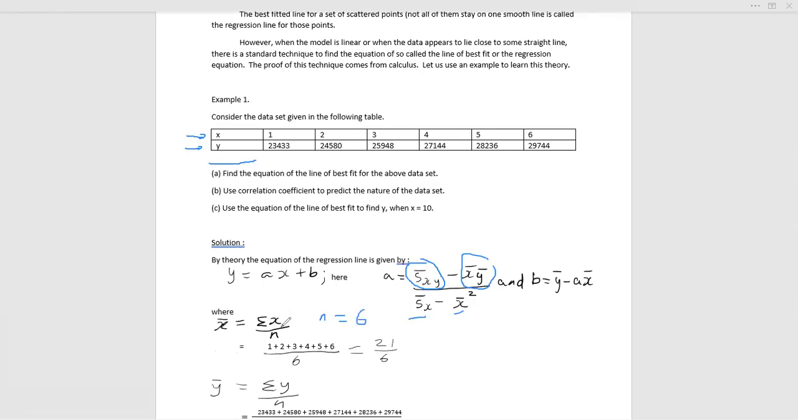Sigma x, I told you, is the sum of x coordinates. So we add all x coordinates and divide by 6, and we end up with this answer, 21 over 6. Similarly, we can find y bar. It's like here, that is sigma y, the sum of y coordinates divided by n, the number of points.